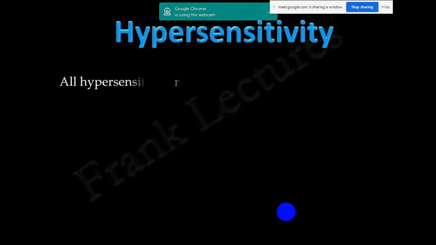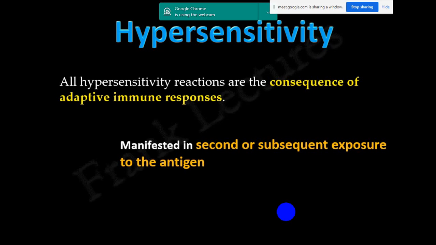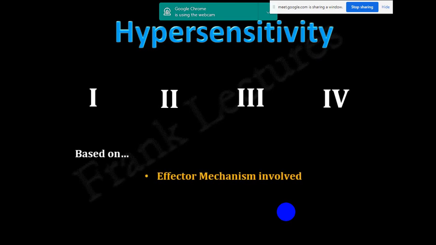Hypersensitivity reactions are the consequence of adaptive immune responses that result in tissue damage. These reactions are manifested when the individual gets a second or subsequent exposure to the antigen. Hypersensitivity reactions can be grouped into 4 types. This classification is based on the effector mechanism involved, or in other words, the components of the immune response involved in the hypersensitivity reaction, and the time of onset. That is, how quickly the reaction develops. In the coming video lectures, we will study each of these hypersensitivity reactions in detail. For now, let's have a short introduction to each of these hypersensitivity reactions.